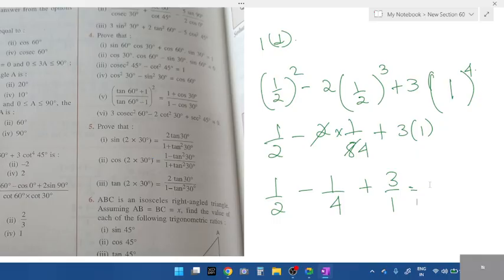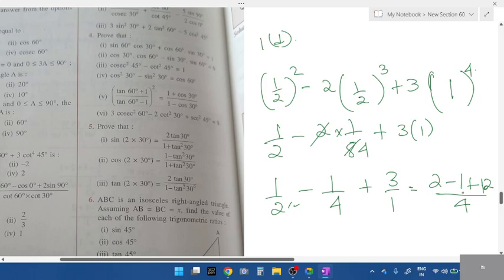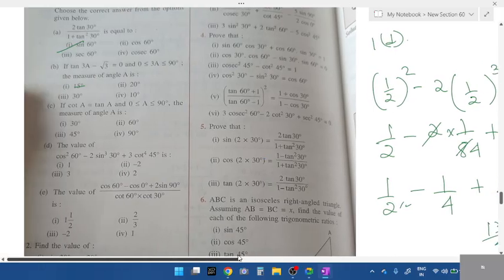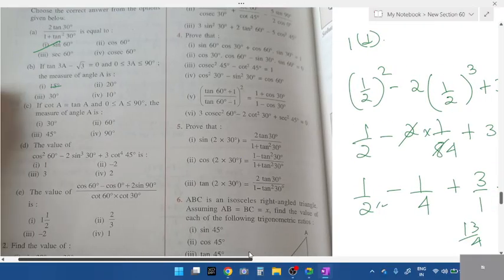What's the answer? Okay, so if it is 4, you multiply by 2 minus 1 plus 12. Okay, 2 minus 1 plus 12. 2 minus 1 is 1, 1 plus 12 is 13 by 4. Okay, there's no such option, 13 by 4. Where did we go wrong?